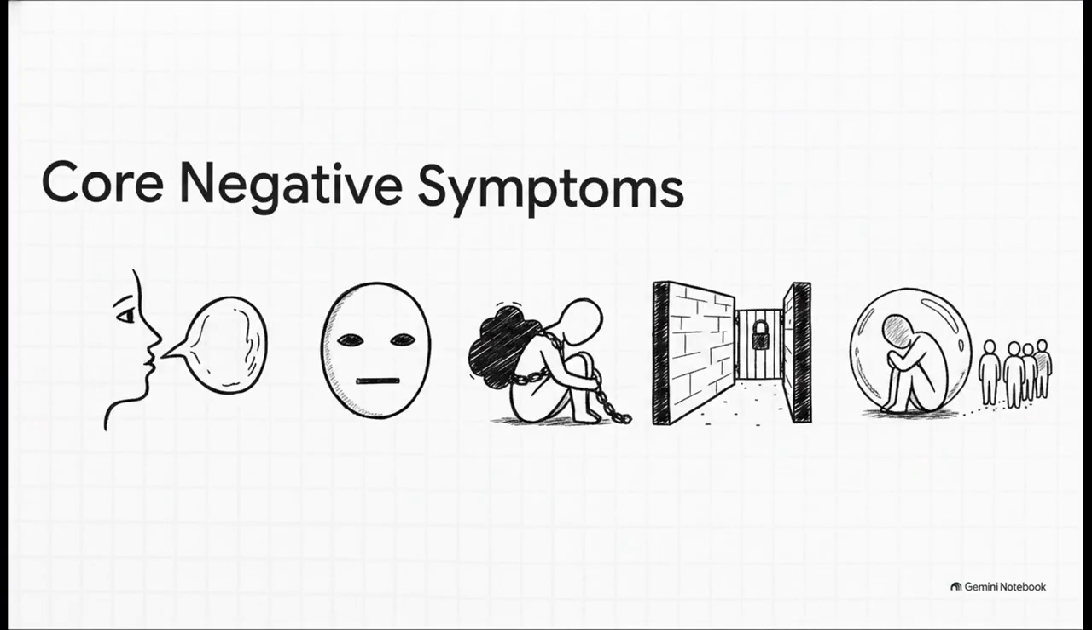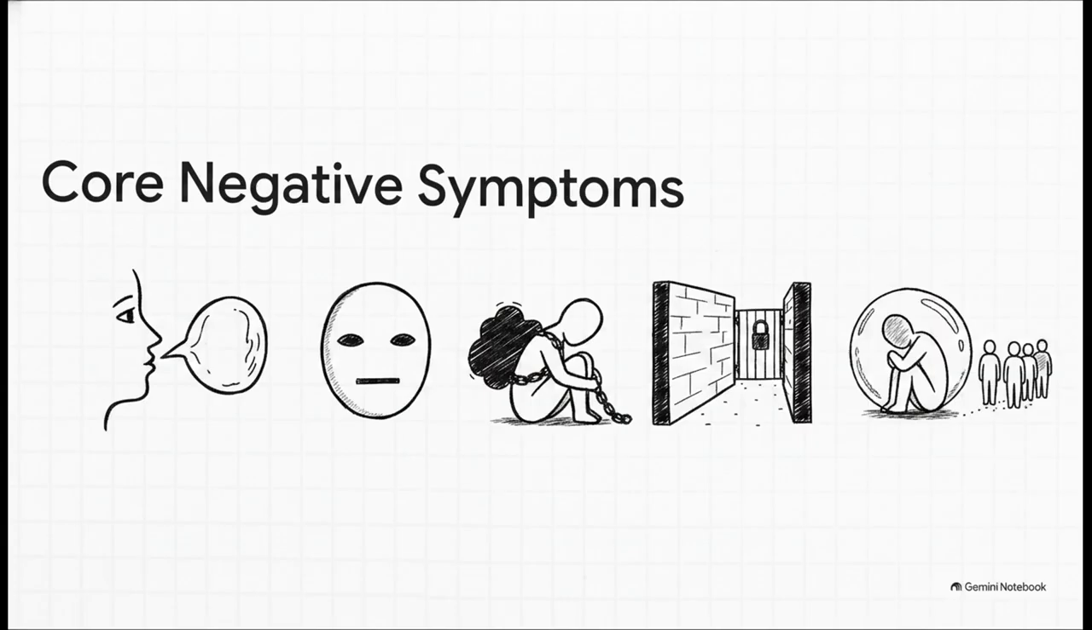Let's look at the core negative symptoms. First up is alogia, or poverty of speech, which is exactly what it sounds like, a severe reduction in speech and speech content. Then there's blunted affect, where a person shows far less sadness, joy, or anger than most people normally would. If there's absolutely zero emotion at all, we call that flat affect. We also see avolition, which is this incredibly deep apathy, a total inability to start or complete any course of action. And finally, social withdrawal.